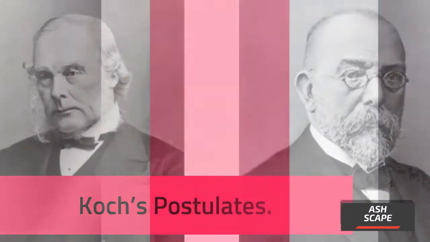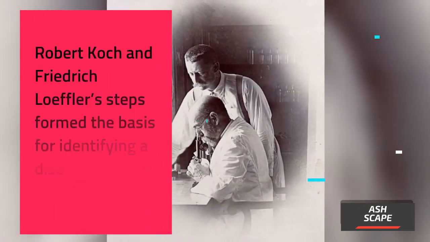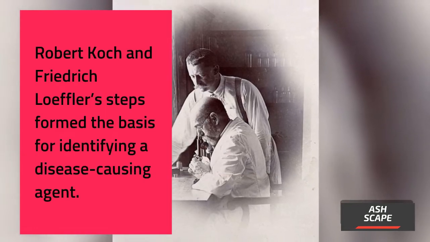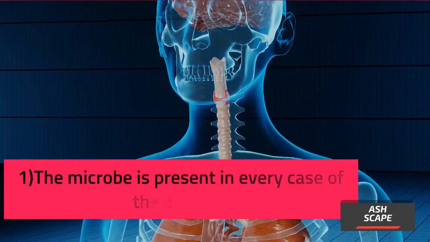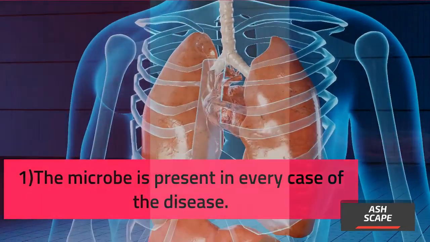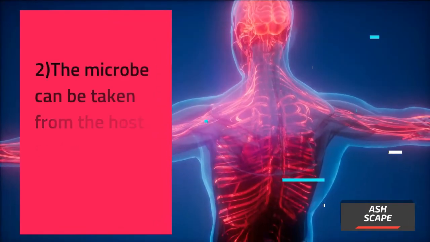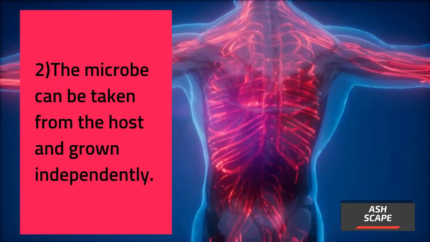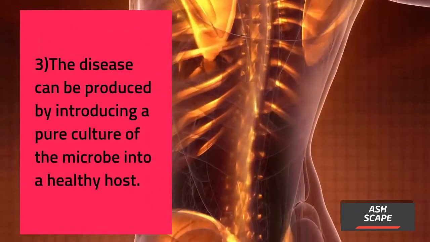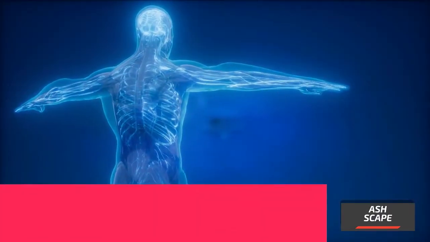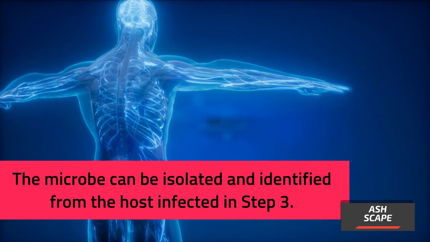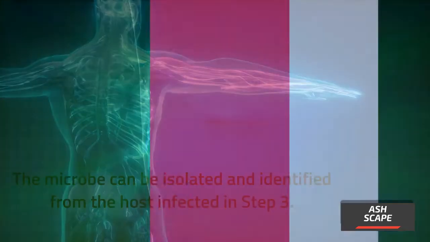Koch's postulates. Robert Koch and Friedrich Loeffler's steps formed the basis for identifying a disease-causing agent. 1. The microbe is present in every case of the disease. 2. The microbe can be taken from the host and grown independently. 3. The disease can be produced by introducing a pure culture of the microbe into a healthy host. 4. The microbe can be isolated and identified from the host infected in step 3.